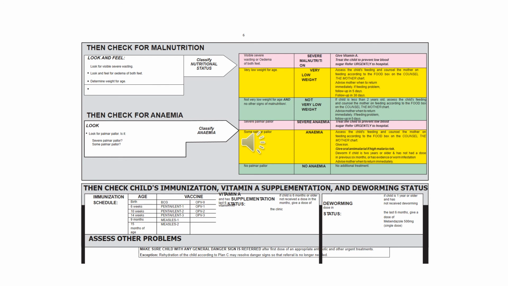Now, when height boards are not available in the outpatient setting, a weight for age indicator helps us to identify children with low or very low weight for age, who are at increased risk of getting any sort of infection and poor growth and development. So you have to look for these things.